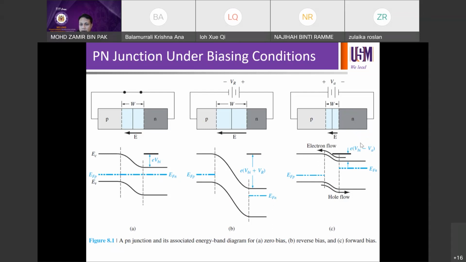So your barrier height originally was just VBI. But now when you minus VA, this VA will actually reduce the level of your barrier height. So you can then control or modulate your VA in order to control the barrier height. Hence, you can control the flow of the carriers right after this.